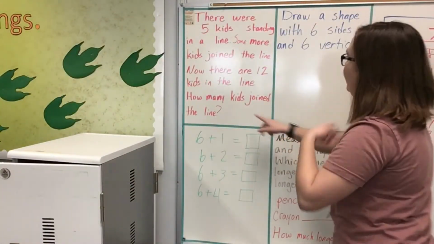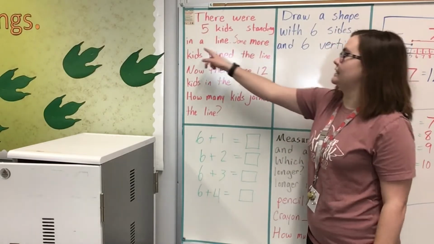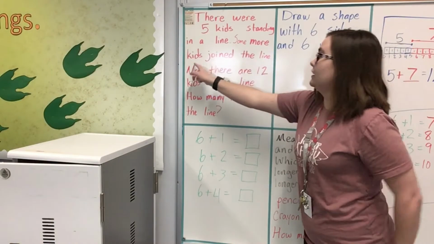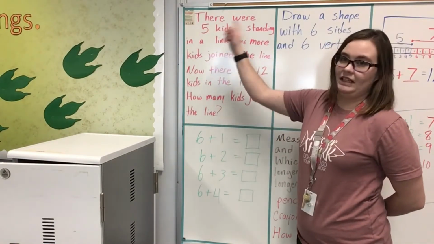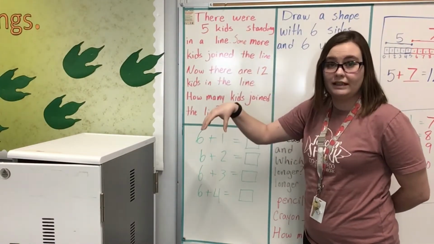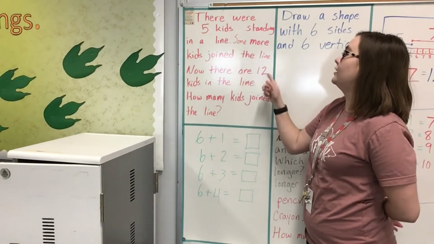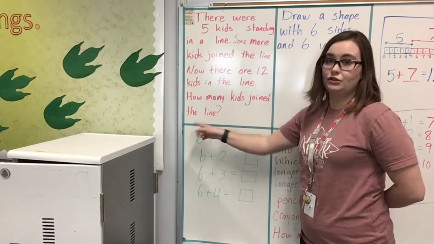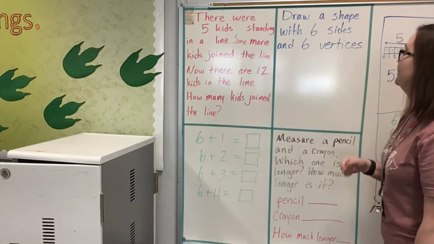In box number 1, there were 5 kids standing in a line. This should sound familiar. Some more kids join the line. So there's 5 kids. Then some more kids come. Now there are 12 kids in the line. How many kids join the line? That's in box number 1.